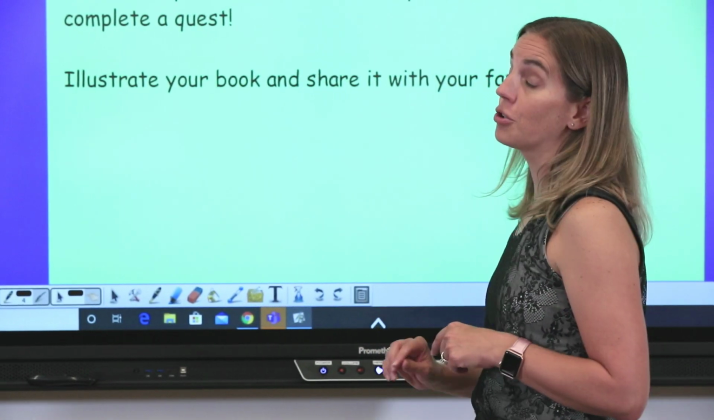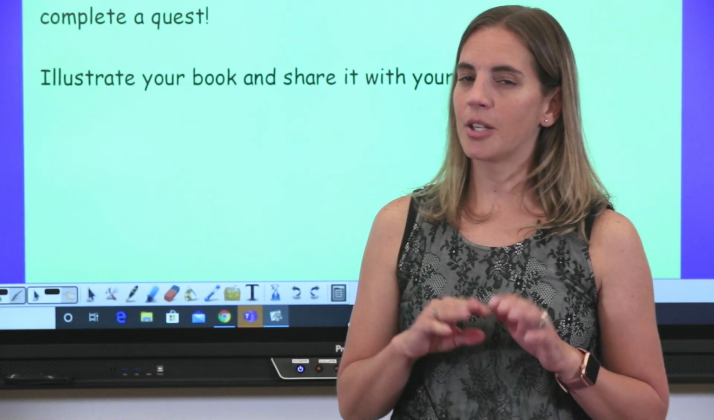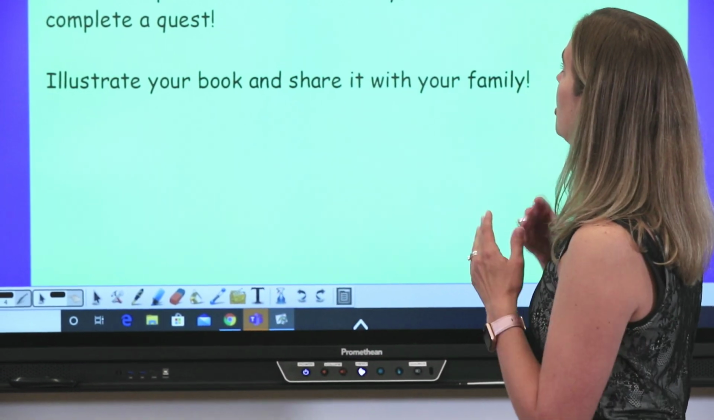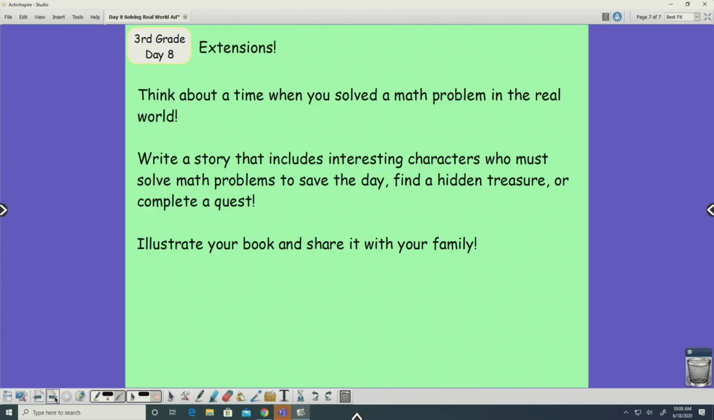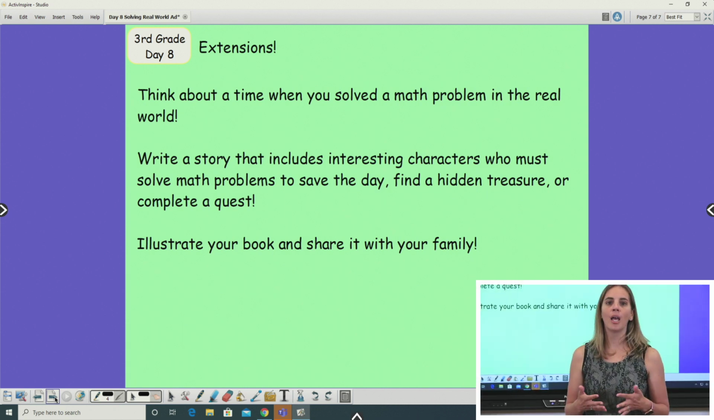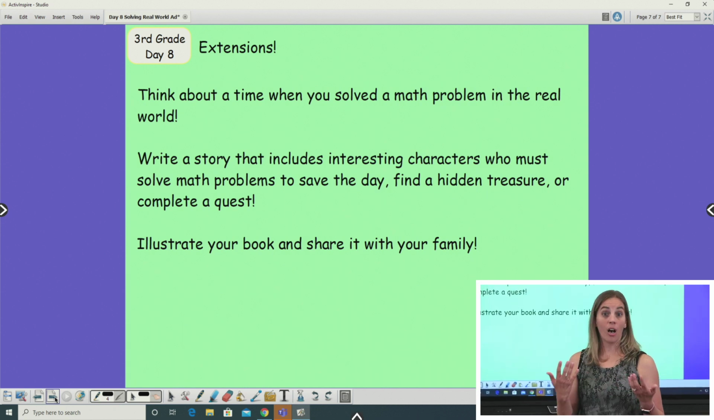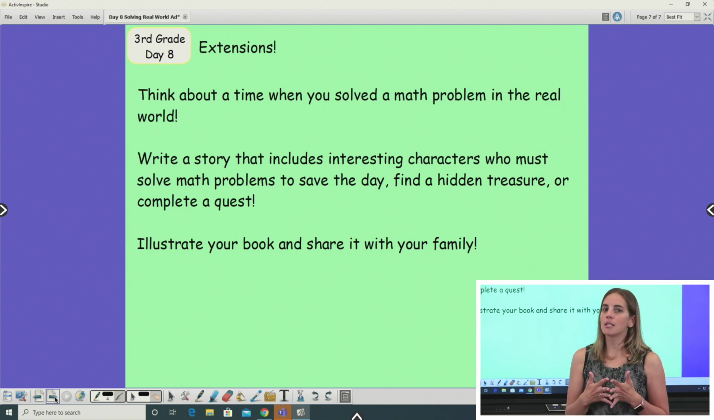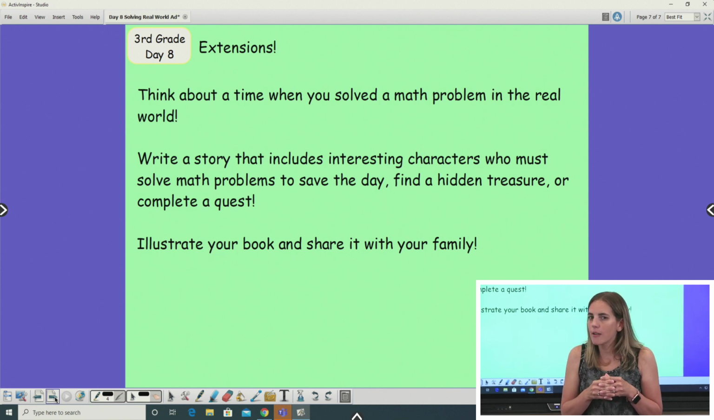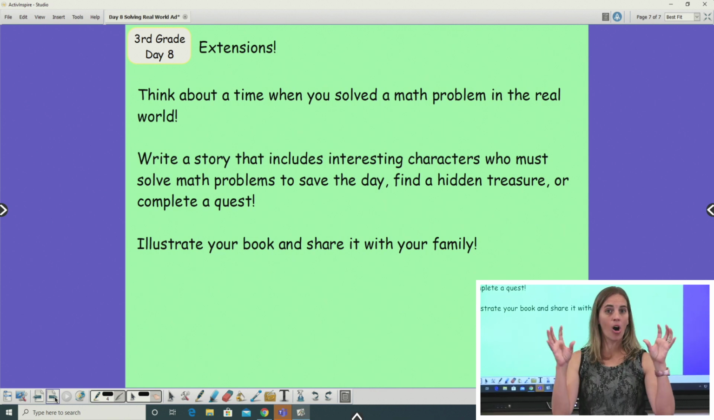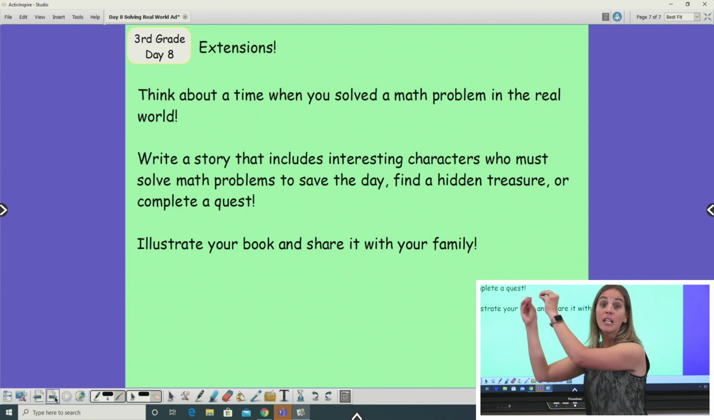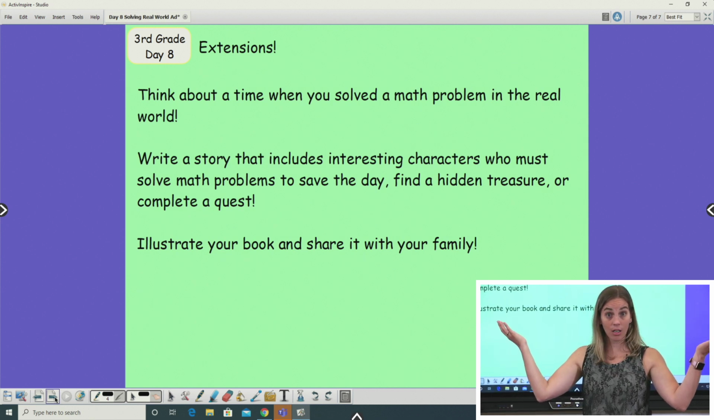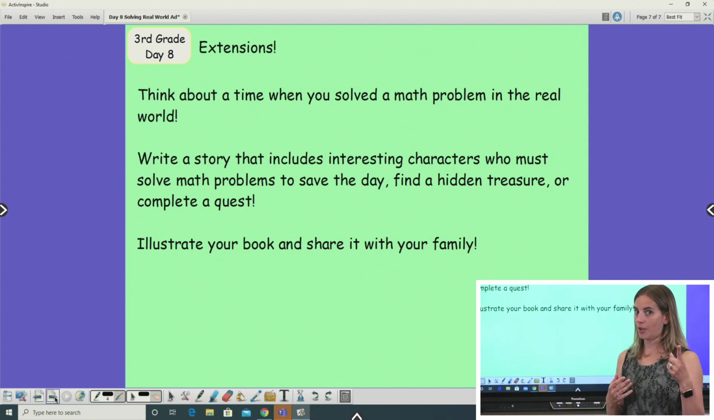So what you're going to do is you're going to write your own story. But there's a trick to this story. It's a math story. So you're going to write about a time when you or a character you made up had to use math to solve a real-world problem. For example, maybe your character is a sneaky pirate looking for treasure, and he's got all these math clues that are going to lead him to the treasure, but first he has to solve the problems. That could be tough on a pirate.